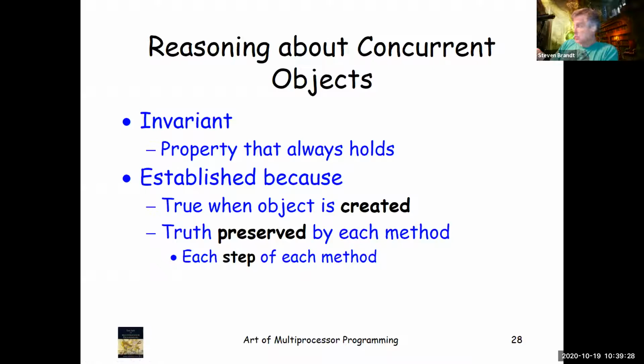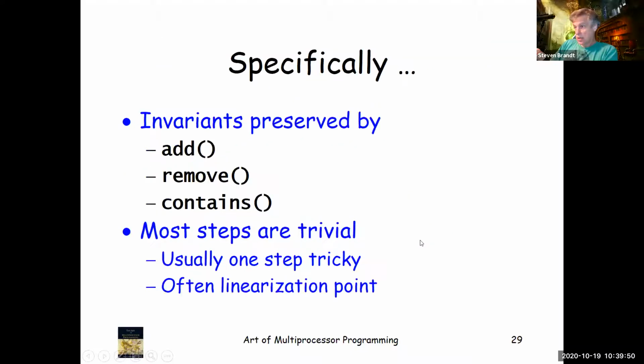So one of the things we're going to introduce now is the concept of an invariant, which is a vocabulary word which I can test you on. So an invariant is a property that always holds. It's true when the object is created, and the truth of that statement is preserved by each method and each step of each method. So invariants are preserved by add, remove, and contains. The invariants we're going to discuss are conserved by these methods.